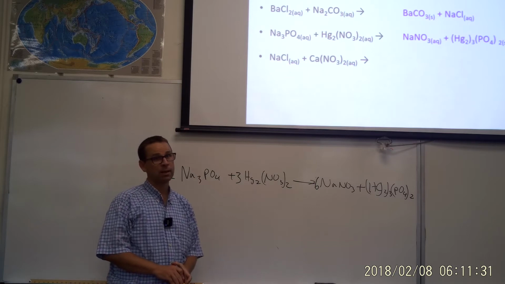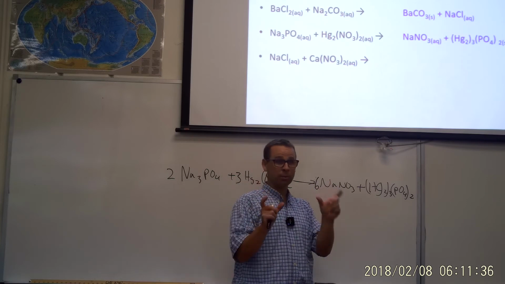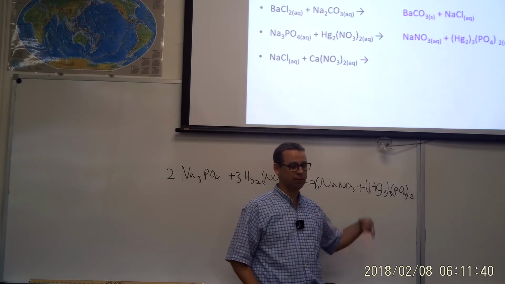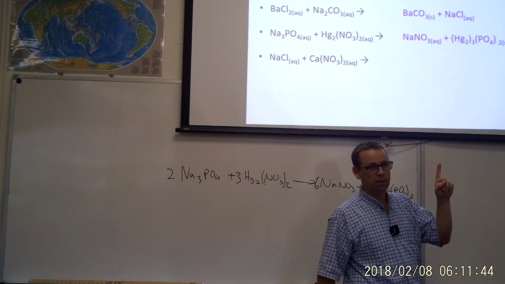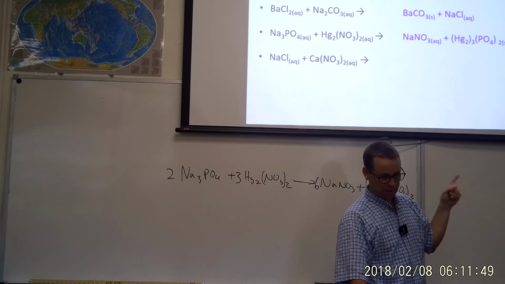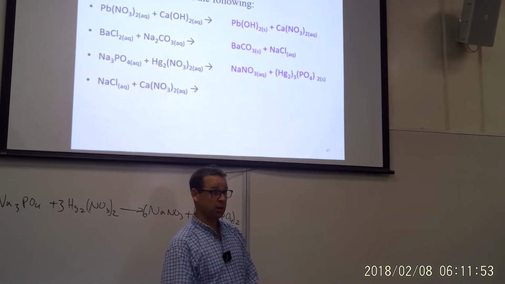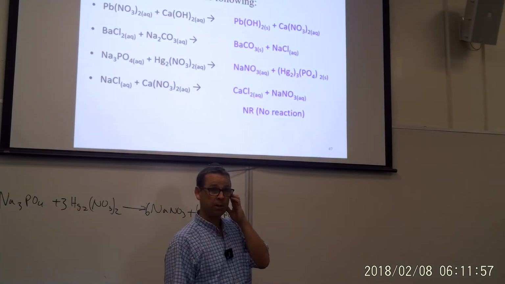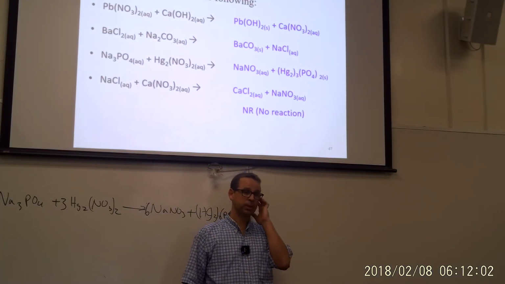What's that? No, you don't need to balance it. All you need to do is to predict the products and determine whether or not they're insoluble or not. So what do we get for this last one? What are our products? Sodium what? Nitrate and calcium chloride. Are either of those insoluble? They're both soluble. So this would be an example where we would say no reaction, no chemistry has occurred. Okay?